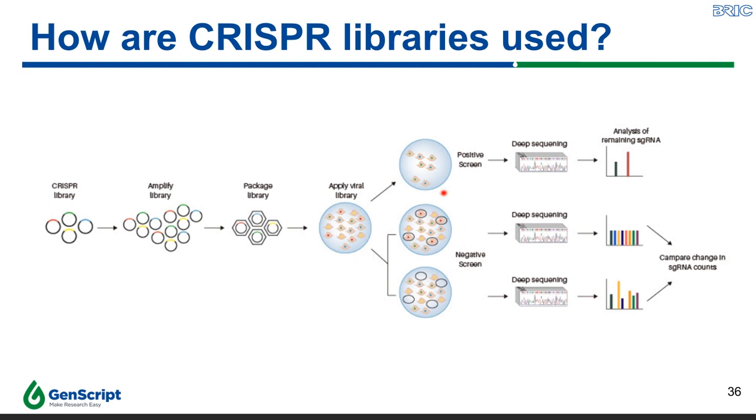And then by applying different treatments depending on your project, the researcher can perform either positive screening or negative screening. This gRNA molecule can serve as a DNA barcode that can be used to count the cells carrying this gRNA molecule by high-throughput sequencing.